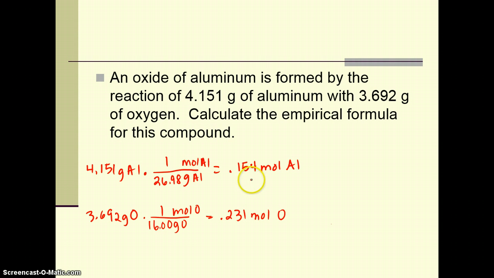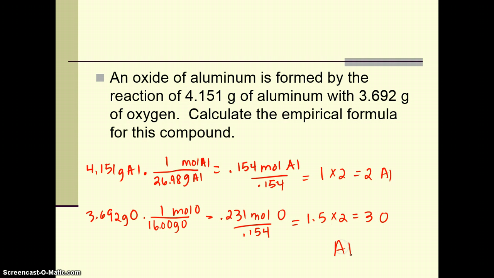Now, here's that dividing step. We have a ratio of 0.154 to 0.231, but that doesn't help us write a formula. So we're going to divide through by our smallest number, which is 0.154. So this ends up being 1, and this ends up being 1.5. We round these to semi-whole numbers. Now, I don't have 1.5 of an oxygen atom, which means I need to go through and double everything. So I end up with 2 aluminums and 3 oxygens.